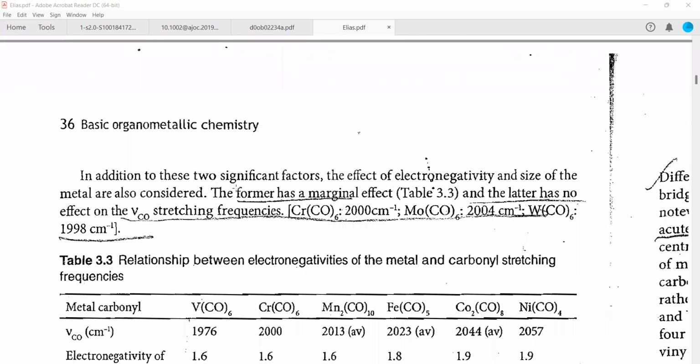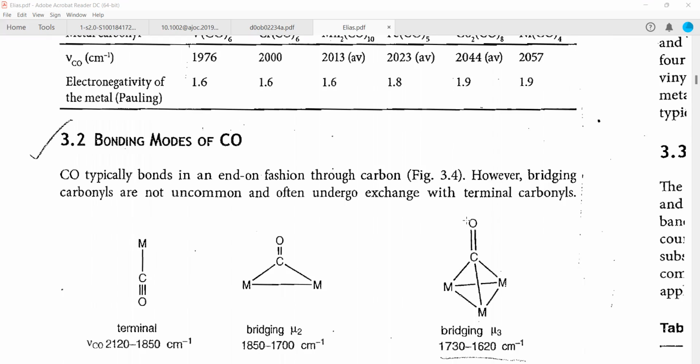Now, in addition to these two significant factors, the effect of electronegativity and size of the metal is also a concern, but we discussed that it is minimal. The former has a marginal effect, Table 3.3, and the latter has no effect on the carbonyl stretching frequencies. You can easily see it is very, very similar, right? So the electronegativity of the metal does not really matter.